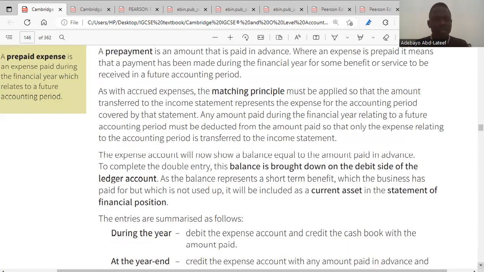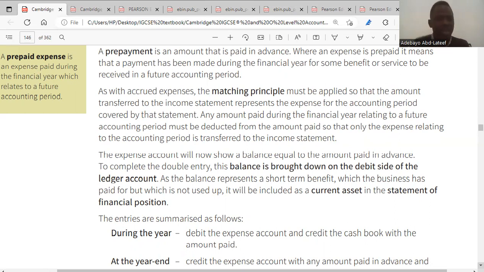prepayments, now prepaid expenses. For prepaid expenses, it means that the business has paid a certain amount of money for which it has not got the services. So that means maybe I have to pay for 12 months, of which I only need 6 months to end up this financial year. So the next 6 months will become a prepayment. That is what a prepayment is.